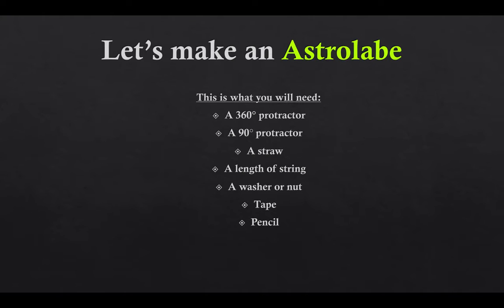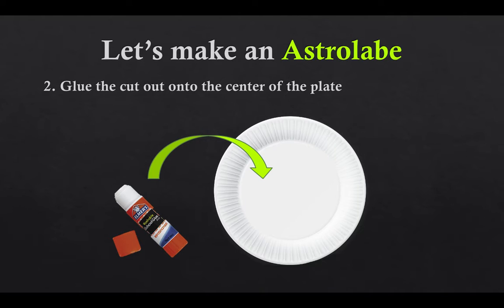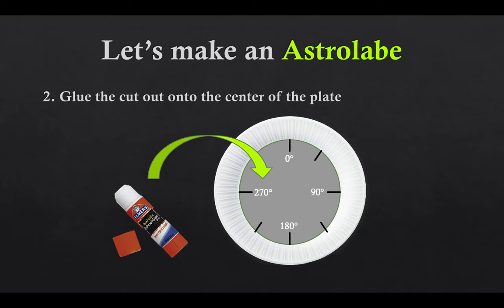So you are actually going to make an astrolabe. I've got the protractors for you in a Word doc. You can print them out there. Hopefully you have these things at home. If not, you can try to improvise. It doesn't have to be perfect, it just has to work. So first thing, cut out your protractor. Then, if you have a paper plate, glue it onto there. If not, it'll be okay without.